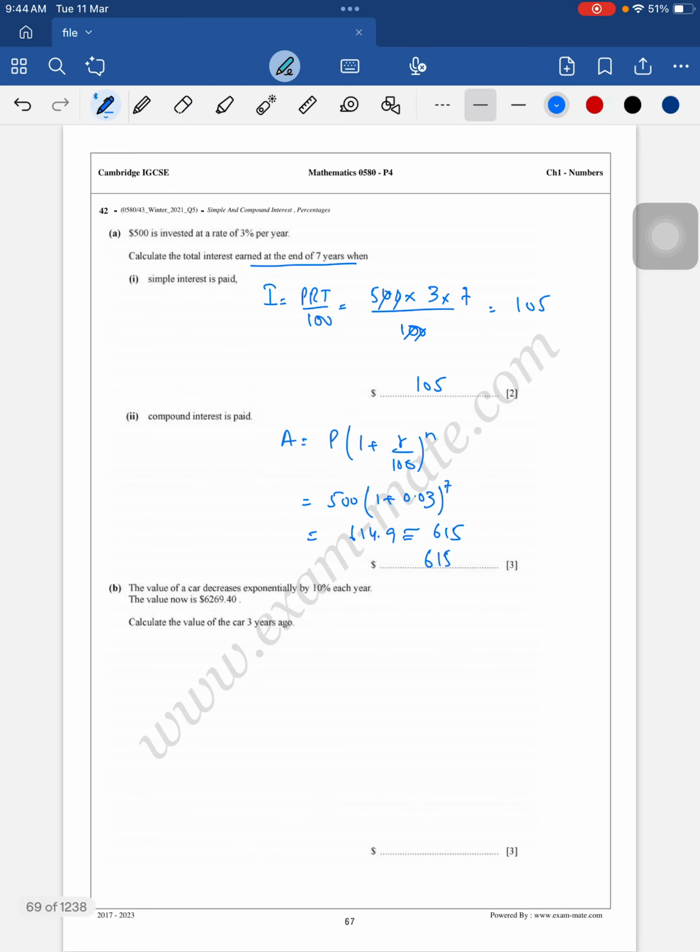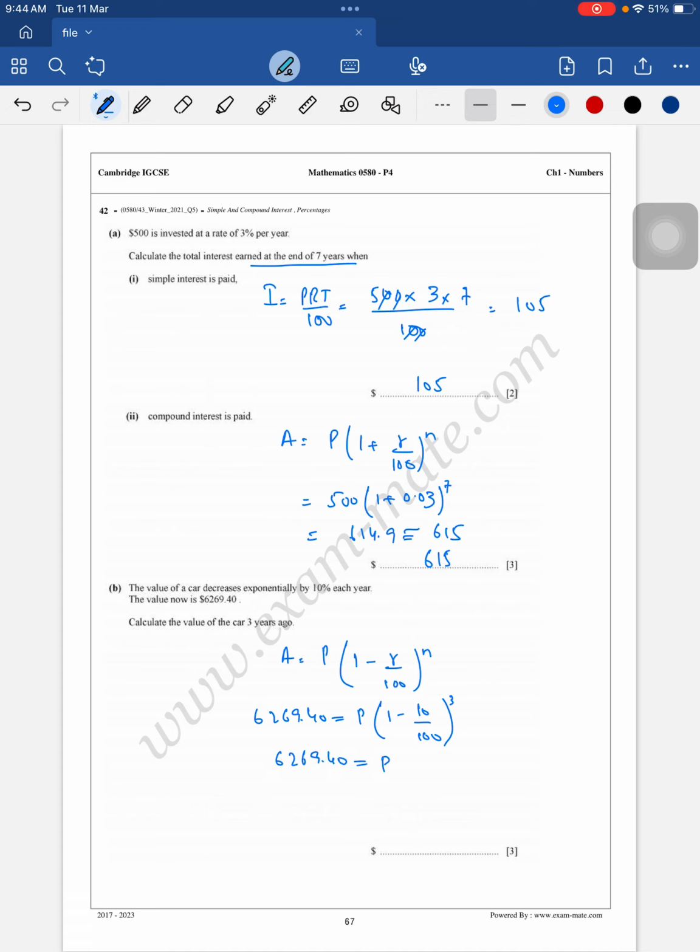The value of a car decreases exponentially by 10% each year. The value now is 6269.40. Calculate the value of the car 3 years ago. So we have again the same formula, but with a little difference of minus, because the value is decaying, right? Decreasing basically. Now the value is 6269.40. We don't know the principal amount. 1 minus 10 upon 100, and it is after 3 years.